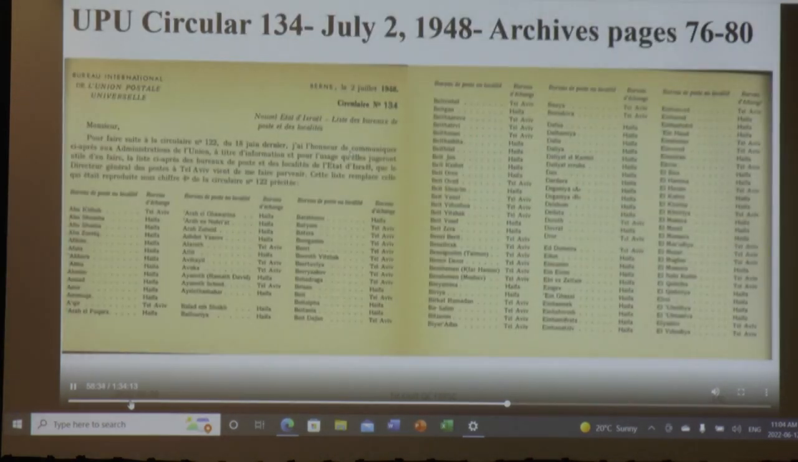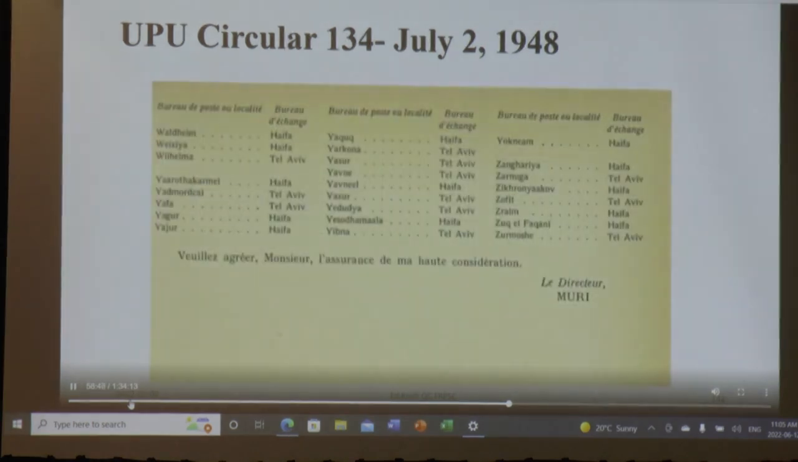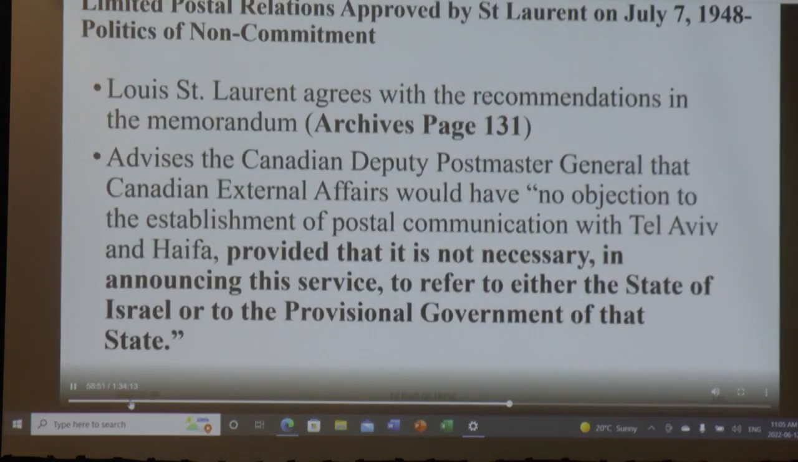So, what's going on in the meantime? We're now in July of 1948. The Universal Postal Union is sending out more circulars to its members about the new state of Israel, and the number of post offices to which mail can reach is expanded and expanded and expanded.